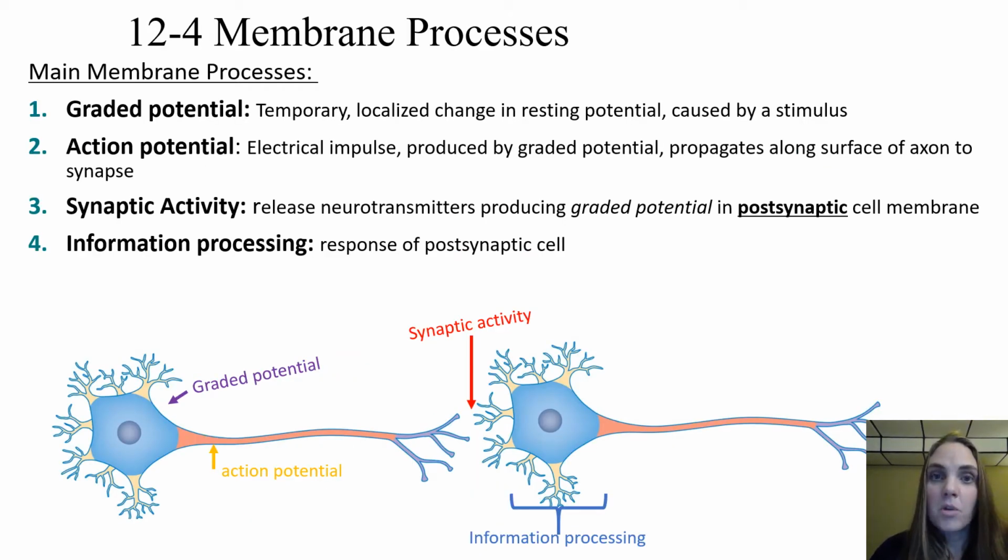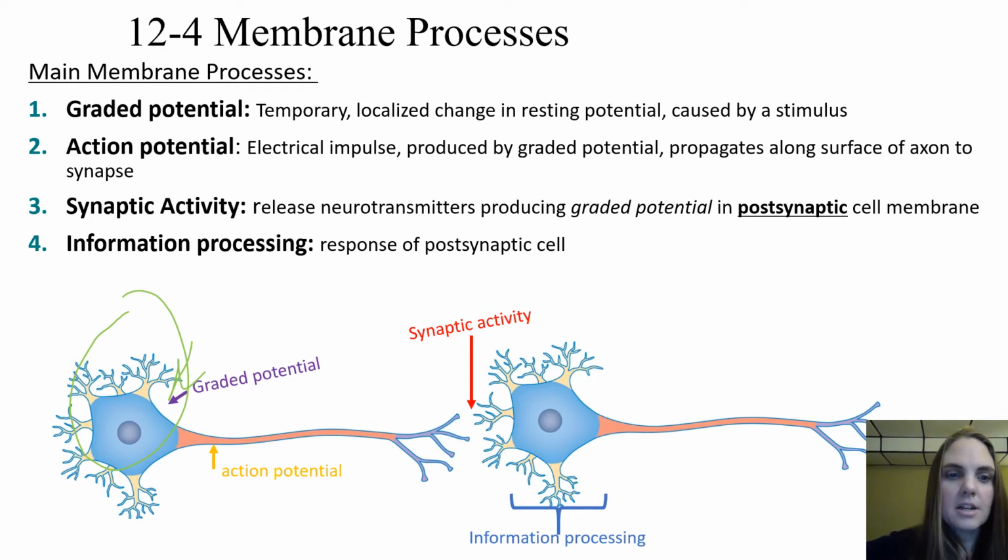So that resting membrane potential provides the potential energy for several other membrane processes to occur, which are all part of the transmission of an impulse or signal. First, we have a graded potential, which is a temporary localized change in the resting membrane potential caused by a stimulus. And we often see that in the dendrites or cell body. So a stimulus such as a chemical binding a channel and opening it causes a localized change in resting potential.